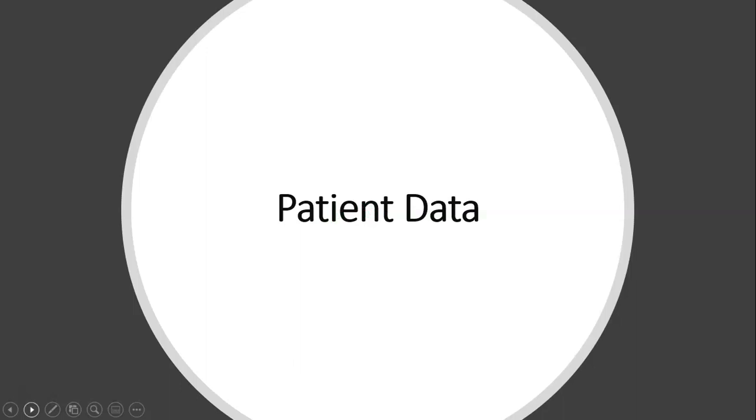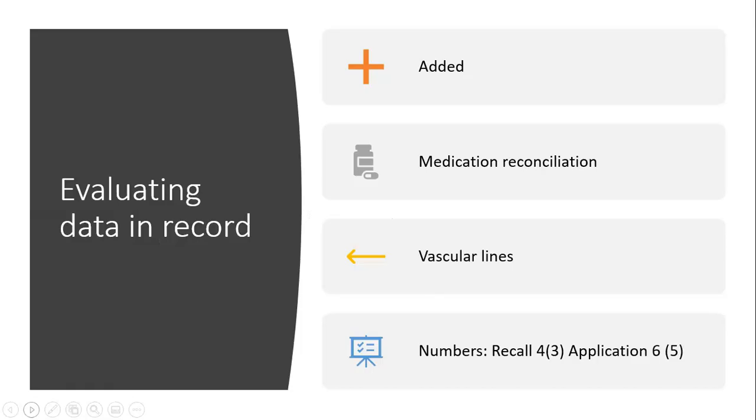All right, so if you have the matrix that you've downloaded from the MBRC website and are following along, the way this works is each of these single word slides is one of the main sections of the exam. After that, each slide is a subsection, and there is some additional information I will go over with you when we get to this first slide. So, evaluating data in the record. Here added was medication reconciliation and vascular lines.